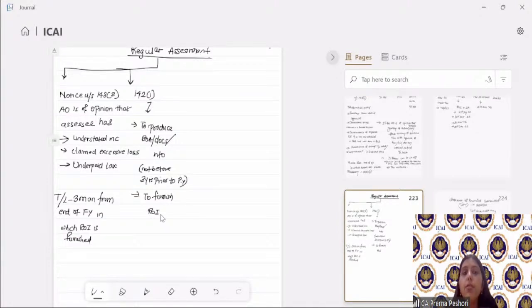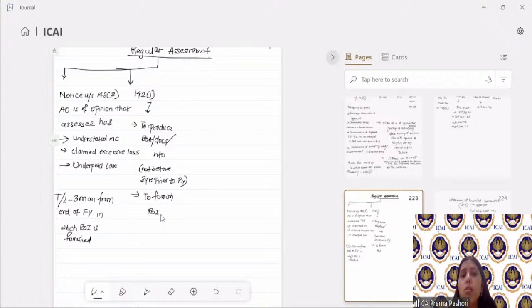Now, if I file my return under section 142(1), then that also will be a belated return, isn't it? Because I had not filed the return of income within the due date of 139(1). Correct? So this is also a belated return only, but this is in response to the 142(1) notice.